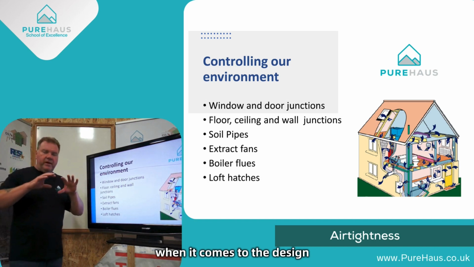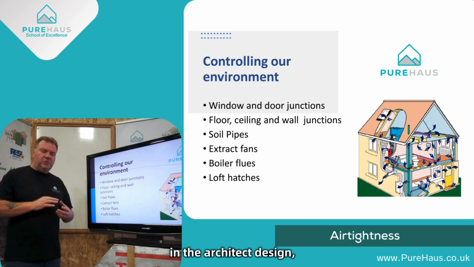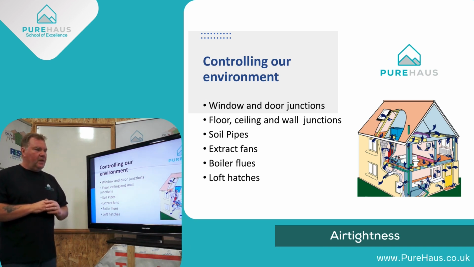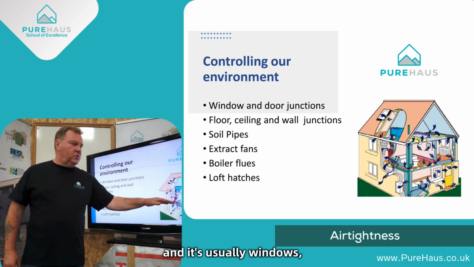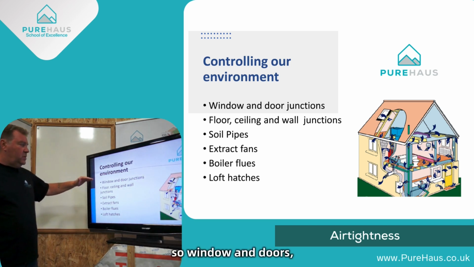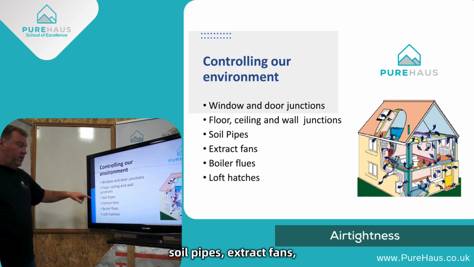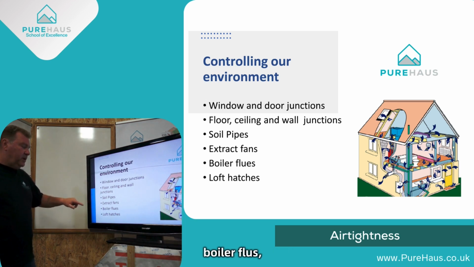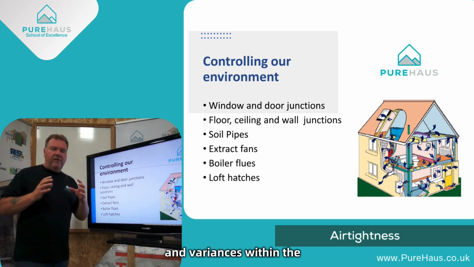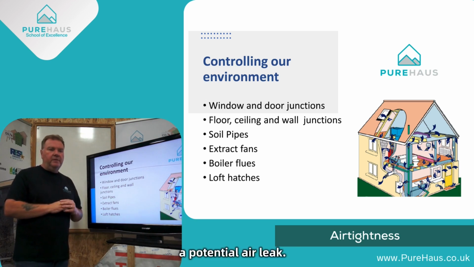When it comes to the design of a passive house, in the PHPP and in the architectural designs, there's always junctions and areas where we need to look. It's usually windows, doors, anywhere there's a direct connection. So windows and doors, floor, ceiling and wall junctions, soil pipes, extractor fans, boiler flues, loft hatches, all these penetrations and holes and variances within the envelope are going to be a potential air leak.